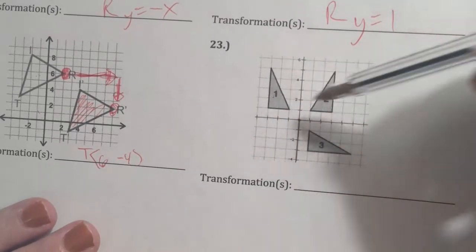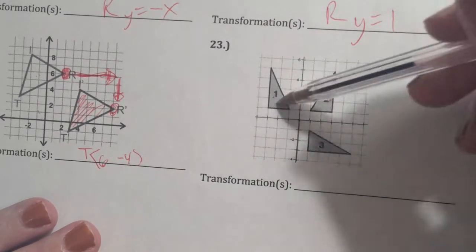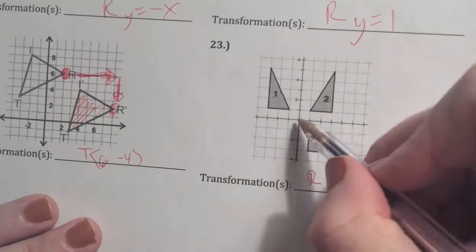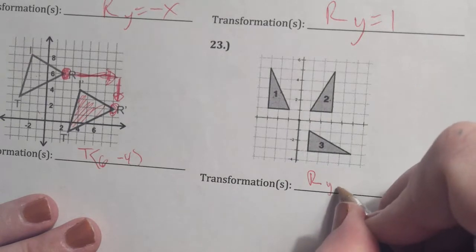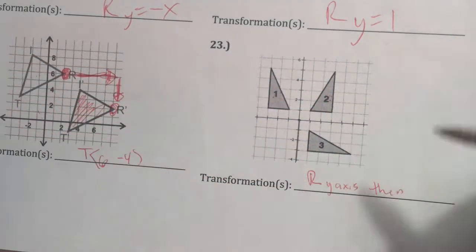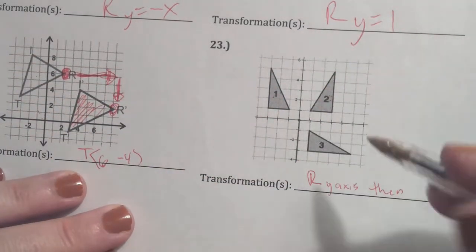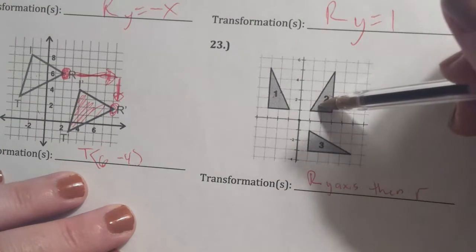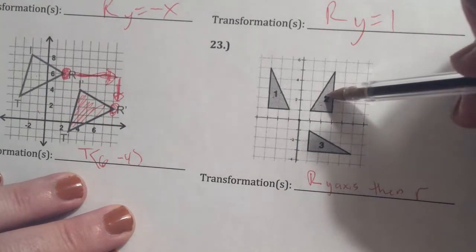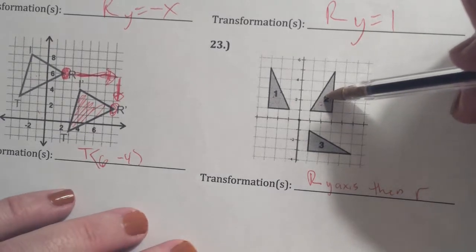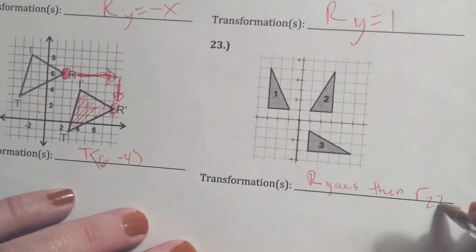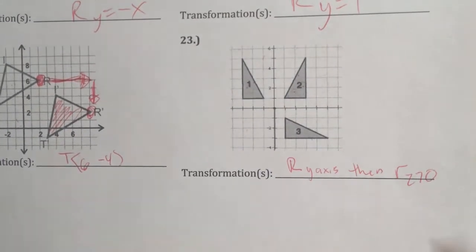And finally, what happened here? How did I get from 1 to 2? That's definitely a reflection. So I reflected over the y-axis. Then, how did I get from 2 to 3? That is a rotation. It went either 90 degrees clockwise, or I would go 1, 2, 3, so 270. So that'd be 270 counterclockwise.